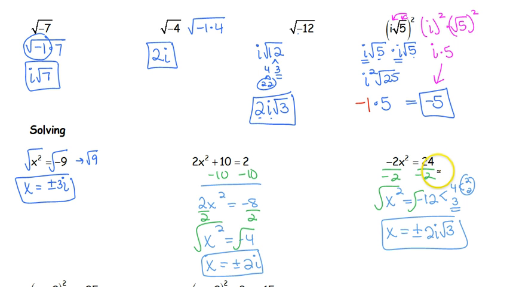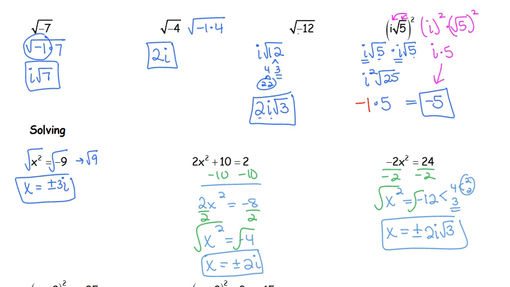Over here, we divide by negative 2 first. We want to always isolate that x squared term. And we get a negative 12. It's not a perfect square, but it can be broken down into 2 root 3. Because of the negative, it's plus or minus 2i root 3.